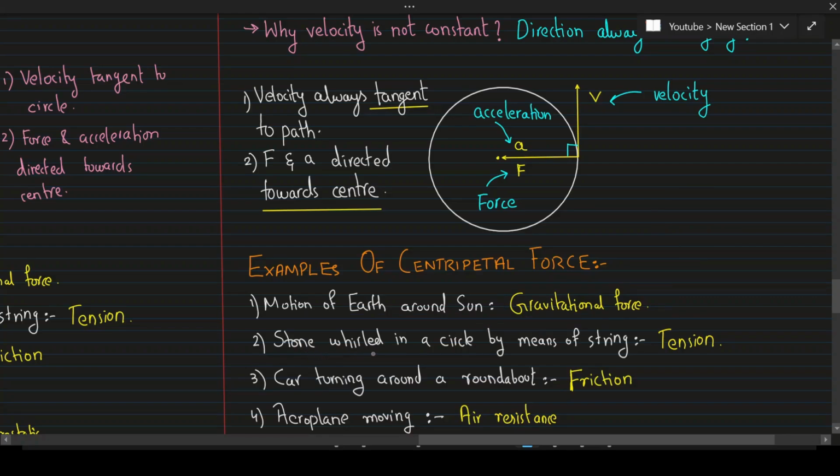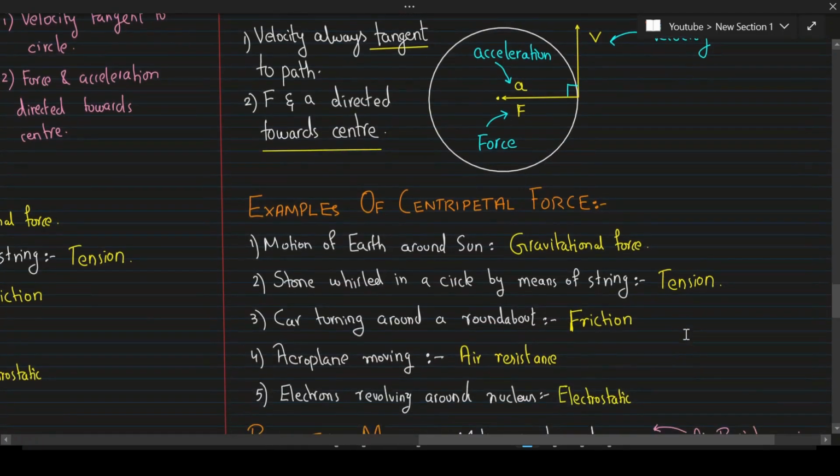In the second example, we have a stone whirled in a circle by means of a string, which means there is tension. The tension will be your centripetal force. In the third example, the car is turning around a corner or roundabout. That is friction, which allows the car to take a turn.